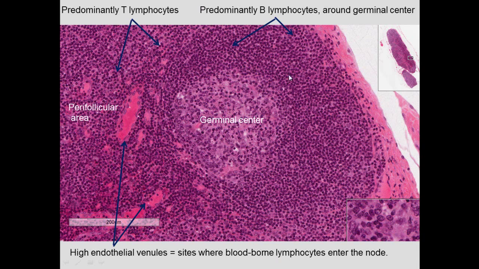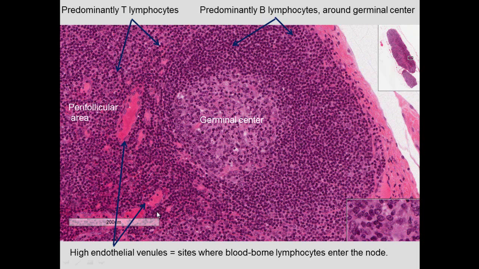So we see the capsule, germinal center, and here we see predominantly B lymphocytes in the follicles themselves. And right here in the marginal zone, this is actually the parafollicular region, I should say. This is where we see the T lymphocytes. So the B lymphocytes are in the follicle. T lymphocytes are in the parafollicular region, that is near the follicles.